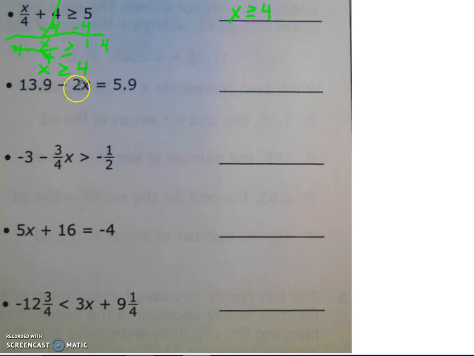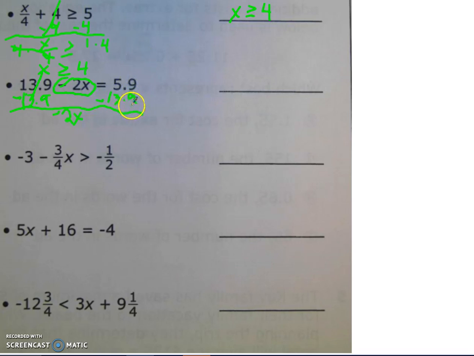Okay, the next one, I've got to get minus 2x by itself. So I've got to get rid of 13.9. Right now, this is a positive 13.9. So the opposite is a minus 13.9, or a negative 13.9. And so when I subtract this, this cancels out. I bring down all of this. So I'm going to bring down minus 2x.